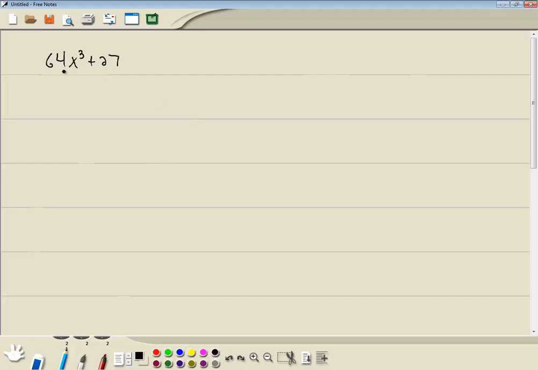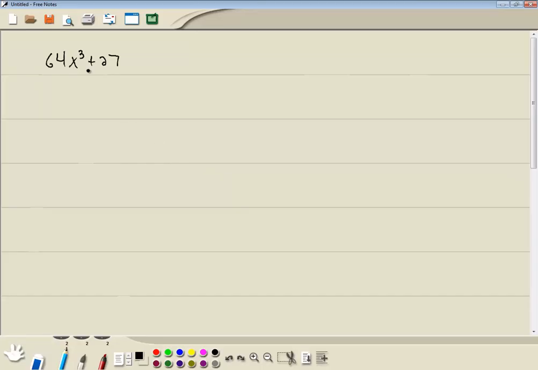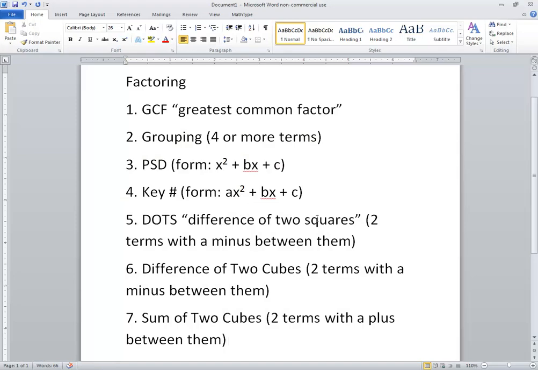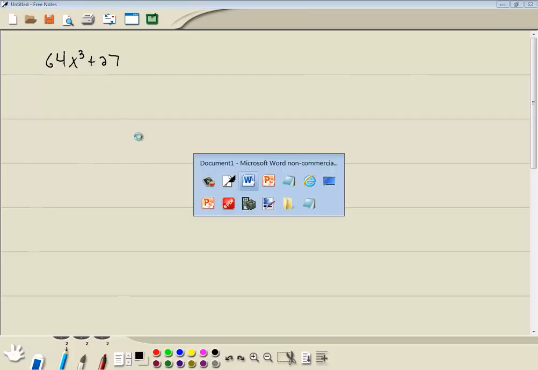Grouping is 4 or more terms. Well, this is just 2 terms, so it's not grouping. PSD and key number are both trinomials, 3 terms. Well, there's only 2 terms, so that doesn't fit. Dots, difference of 2 squares, is 2 terms with a minus between them. Well, that's close, except there's a plus between them.